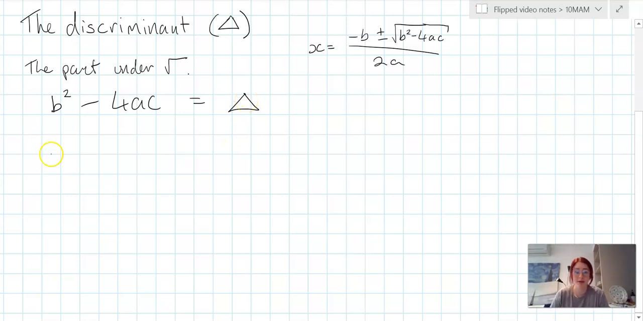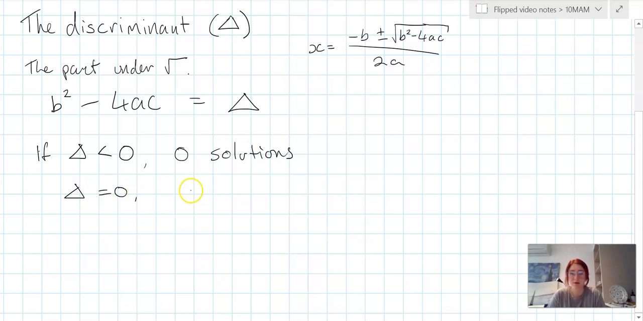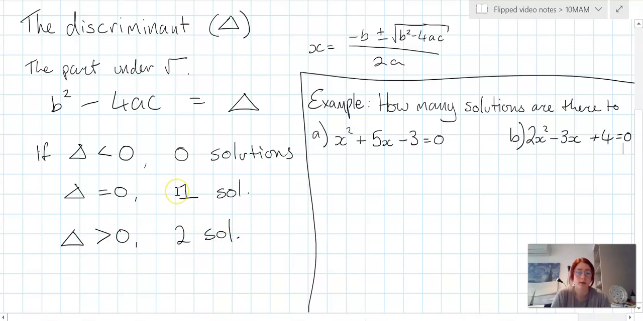The way we use it to work out the number of solutions is that if the discriminant is less than 0, so if it is a negative number, there are 0 solutions. If it is equal to 0, there is 1 solution. And if it is bigger than 0, there are 2 solutions. Easy peasy. Here's 2 examples, and we want to know how many solutions there are to them.